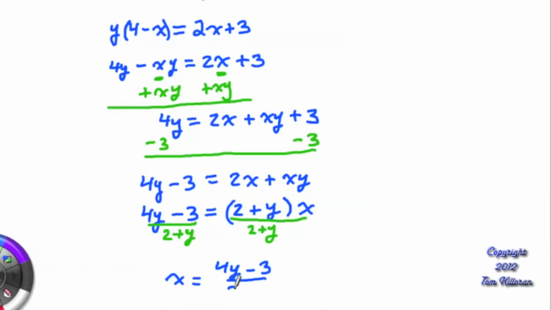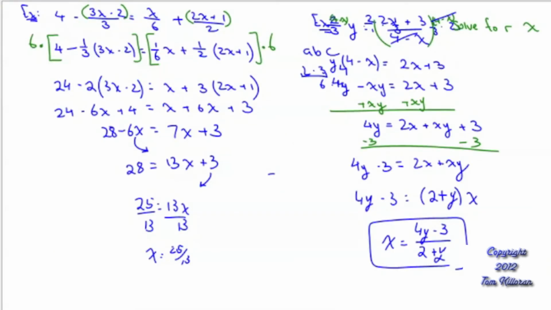Perfectly fine answer. It's an ugly problem, but it's doable because the steps never change. If you just follow the steps, your answer is going to pop out, whatever it looks like. You know, it might be a nice little number like 25/13, or it might be some ugly mess like (4y minus 3) over (2 plus y). Nothing wrong with that. Perfectly fine answer.